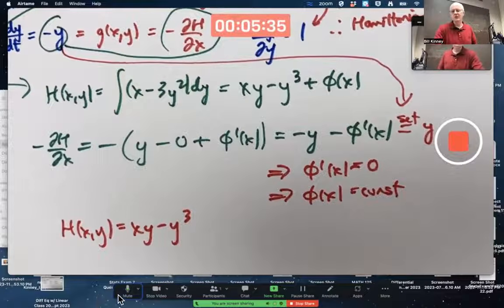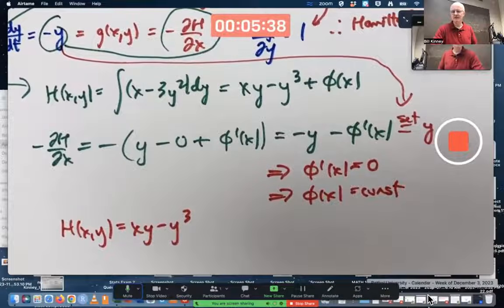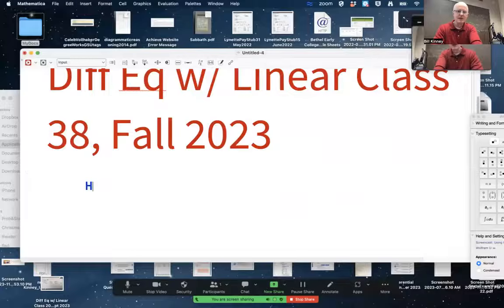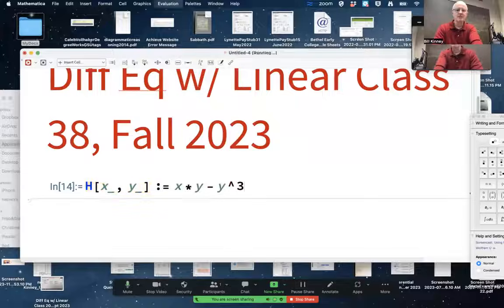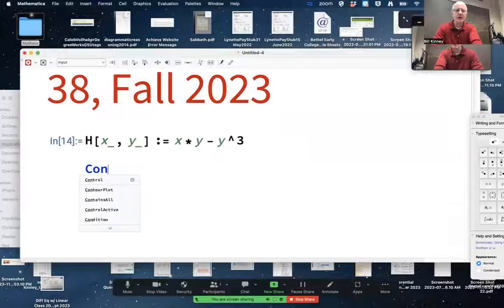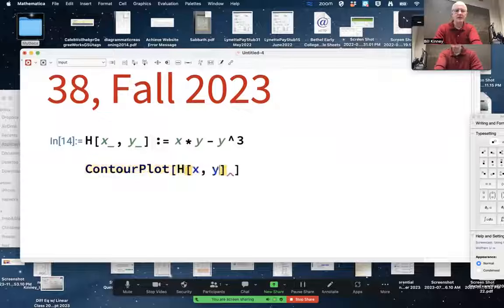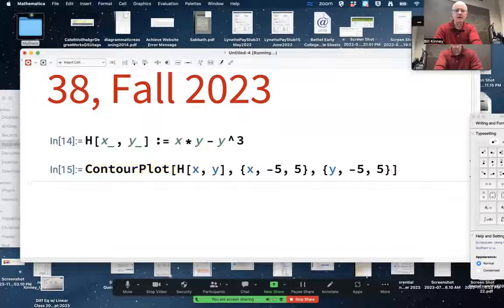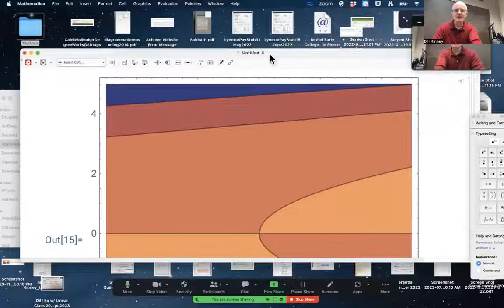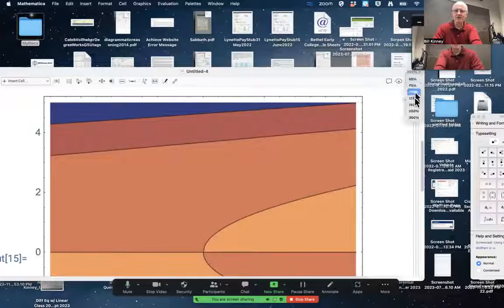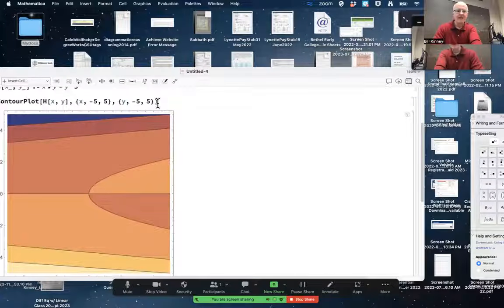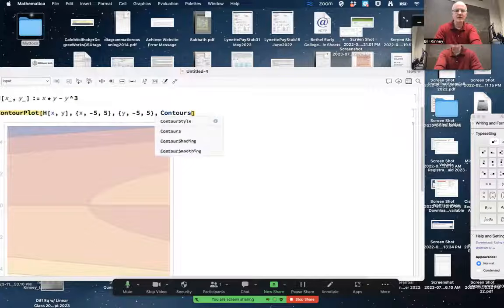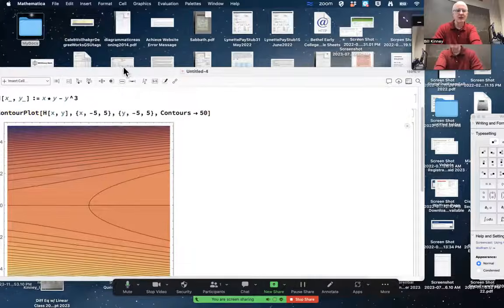Let's go ahead and jump to using a contour plot to help us make the phase portrait. So I'm going to type in the Hamiltonian function, x times y minus y cubed. Make a contour plot of it. Maybe add more contours so we see it better. You can add the option, comma, contours, arrows, say 50 or something like that to add more contours.